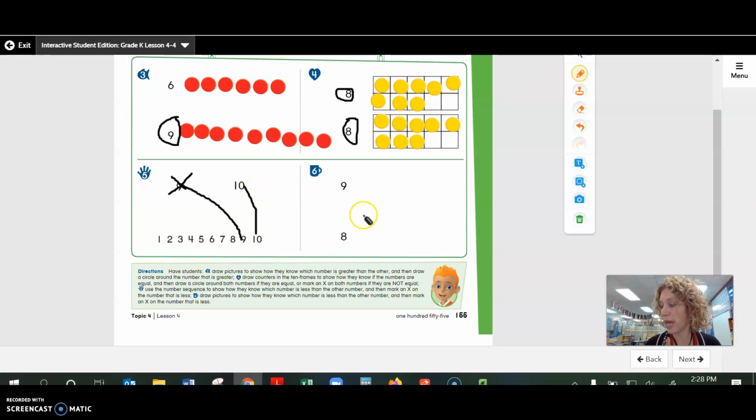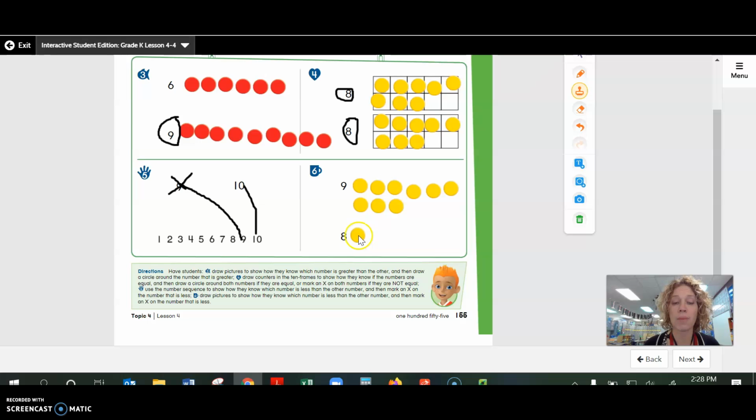Now let's take a look at number 6. And we're going to draw or represent these numbers with, I'm going to use counters. Maybe you will use circles. Maybe you could draw stars, whatever you want. So I'm going to do 9 here. Count with me. 1, 2, 3, 4, 5, 6, 7, 8, 9.